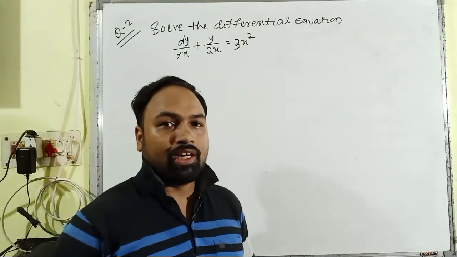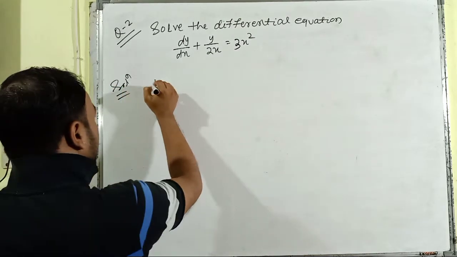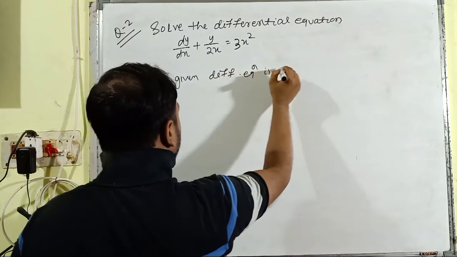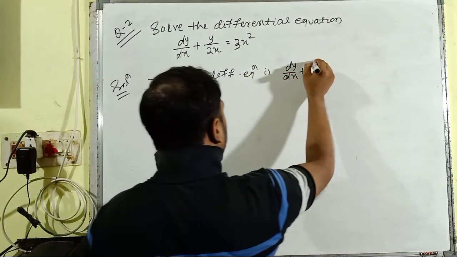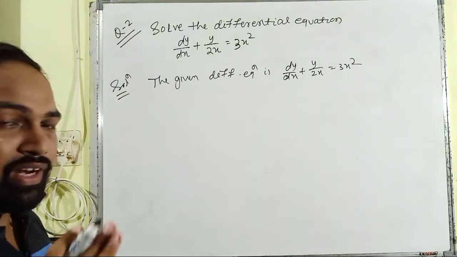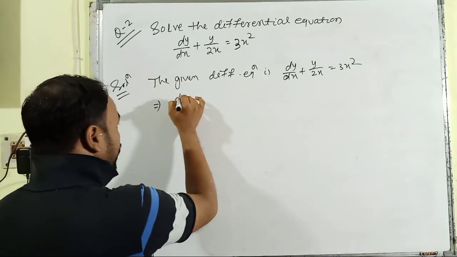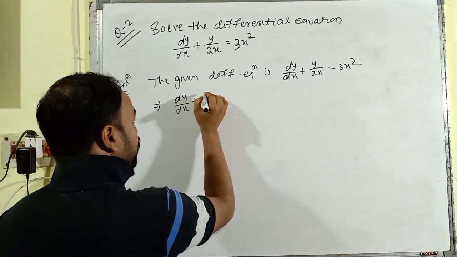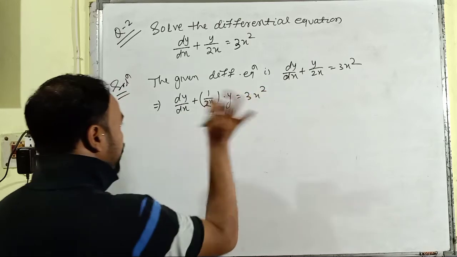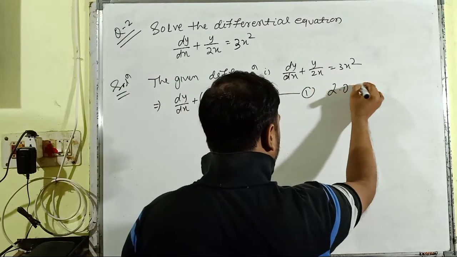So this is the second problem of linear differential equation. Go through the solution part. The given differential equation is dy upon dx plus y divided by 2x equals 3x square. But we have to convert this differential equation into the general form of a linear differential equation. So go through the process. dy upon dx plus 1 upon 2x multiplied with y equals 3x square. Now you can see that this is in the general form, that means it is a linear differential equation.